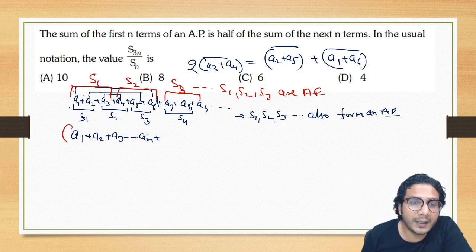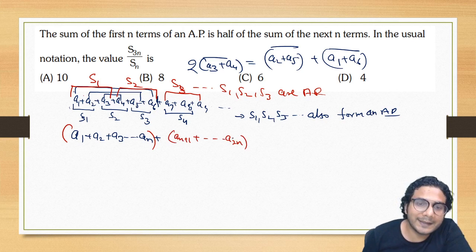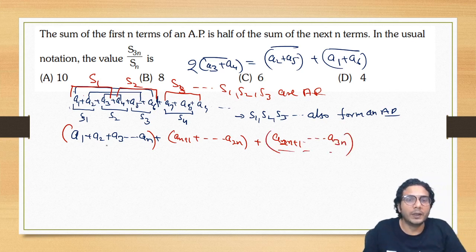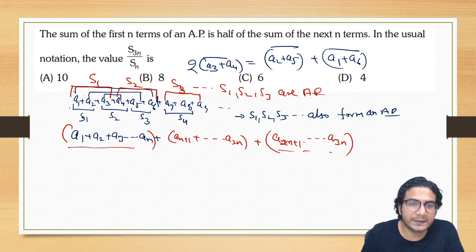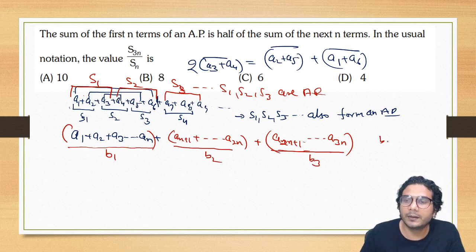They will also form an AP. So if you are taking n terms, then a(n+1) to a(2n) are the next n terms, and then a(2n+1) to a(3n), and then the next n terms. So they will also form an AP. Let's not take S this time. Let's take this b1, this b2, and this b3. So b1, b2, b3 are in AP. That is the point.